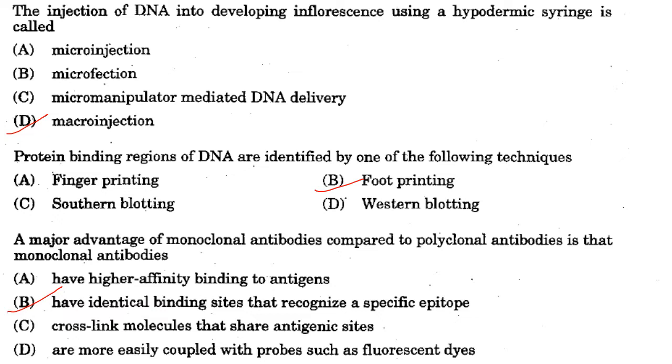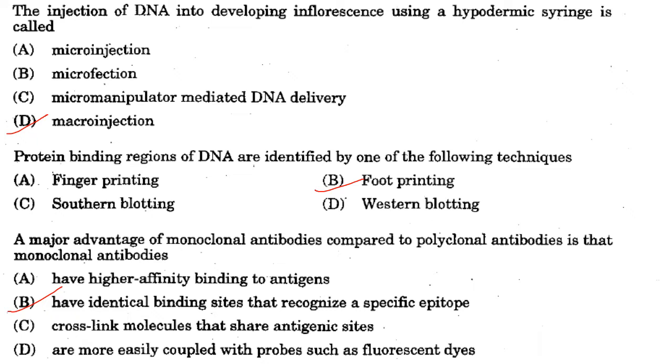Then next one. Injection of DNA into developing inflorescence using a hypodermic syringe is called microinjection. The answer is option D. Then, protein binding regions of DNA are identified by one of the following techniques. You can use DNA footprinting for identifying protein-bound regions of DNA.